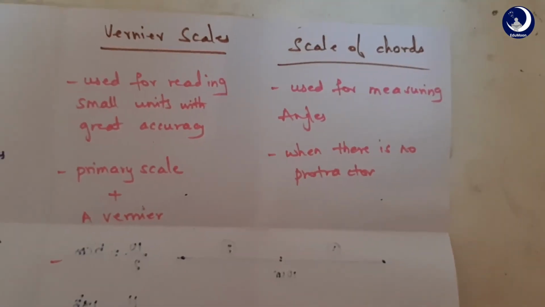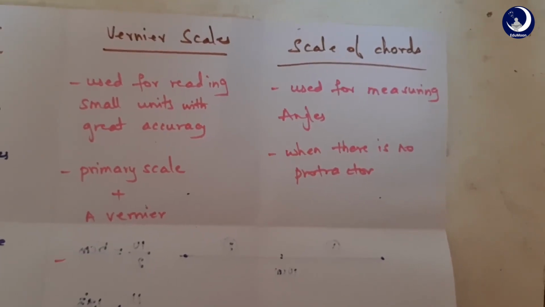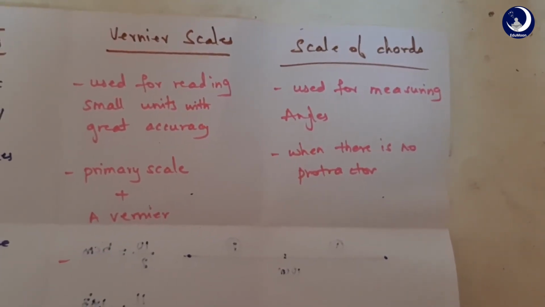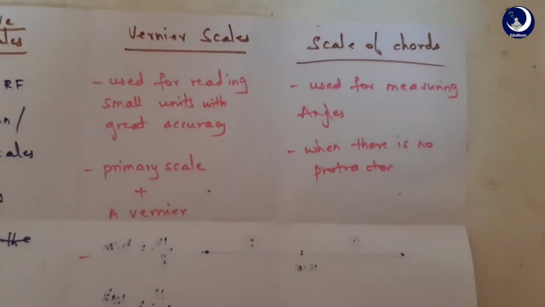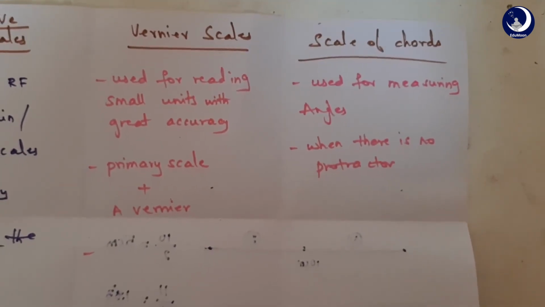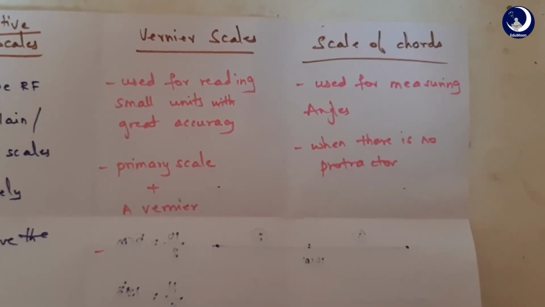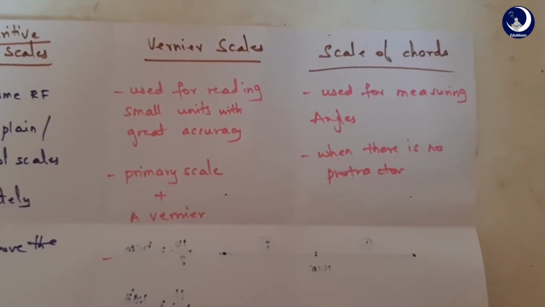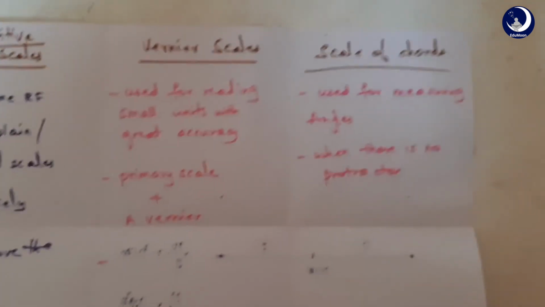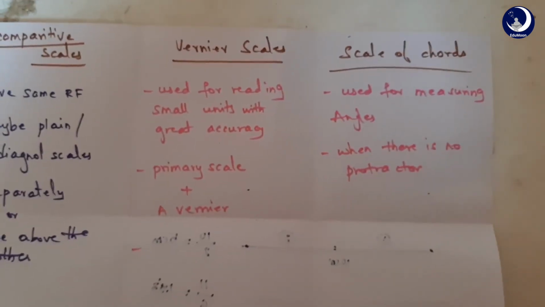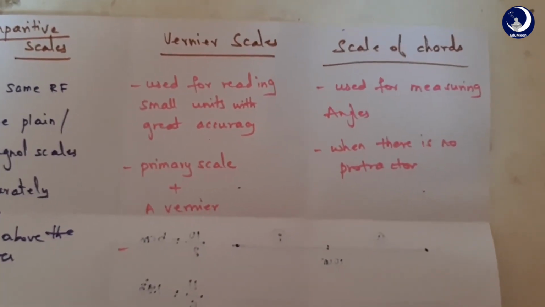The last one is the scale of chords. It is used for measuring angles when there is no protractor. This scale of chords, as the name suggests, is used for measuring angles. We can also use the drafter to measure angles.